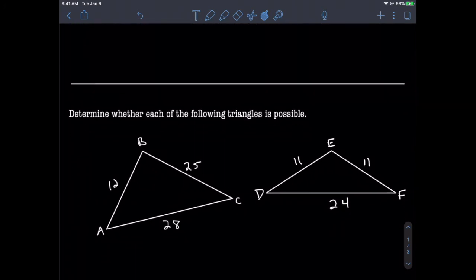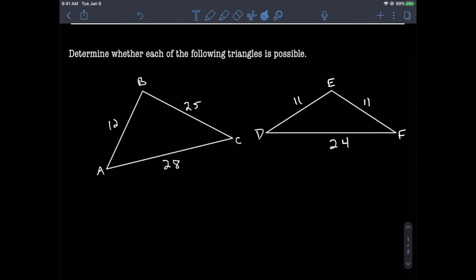Now, in these first couple of examples here, we're going to take a look at two triangles, and we are asked to determine whether or not they are possible. Remember, to show if a triangle is possible, we have to prove that the sum of the two small sides is going to be bigger than the length of the longest side.